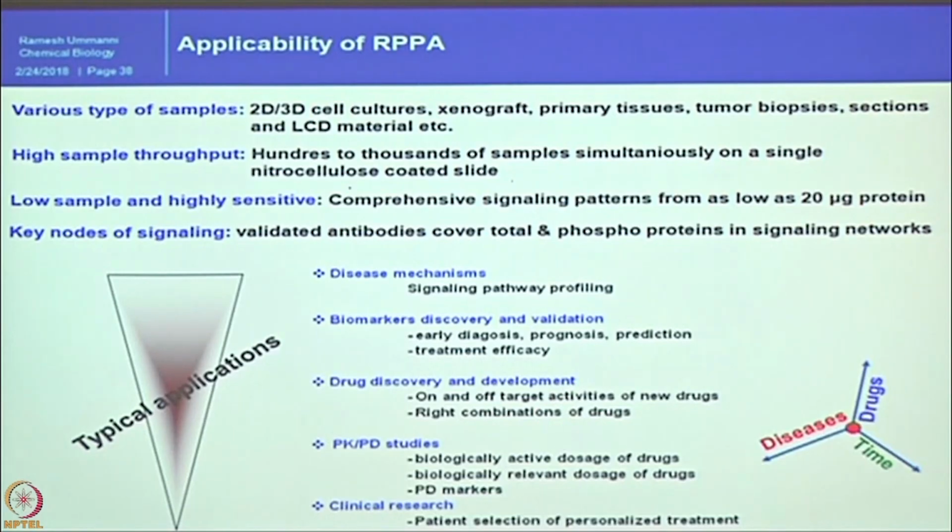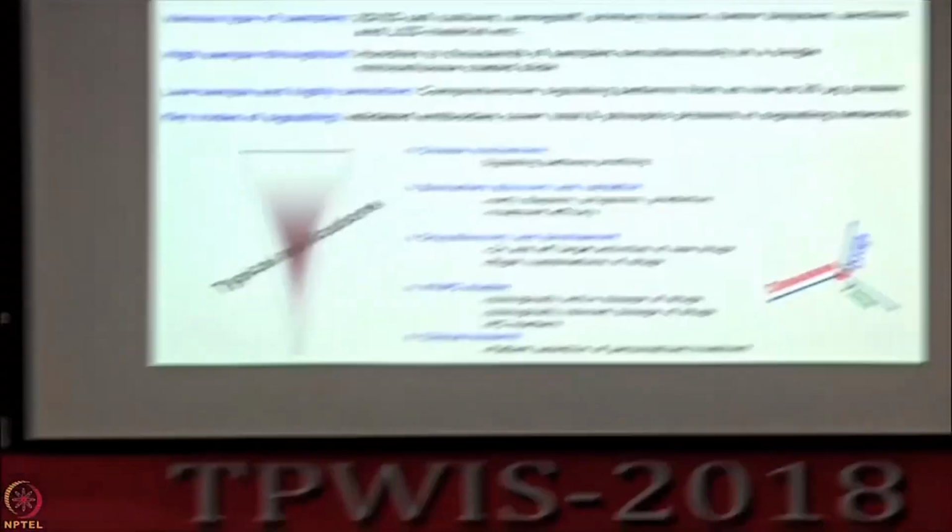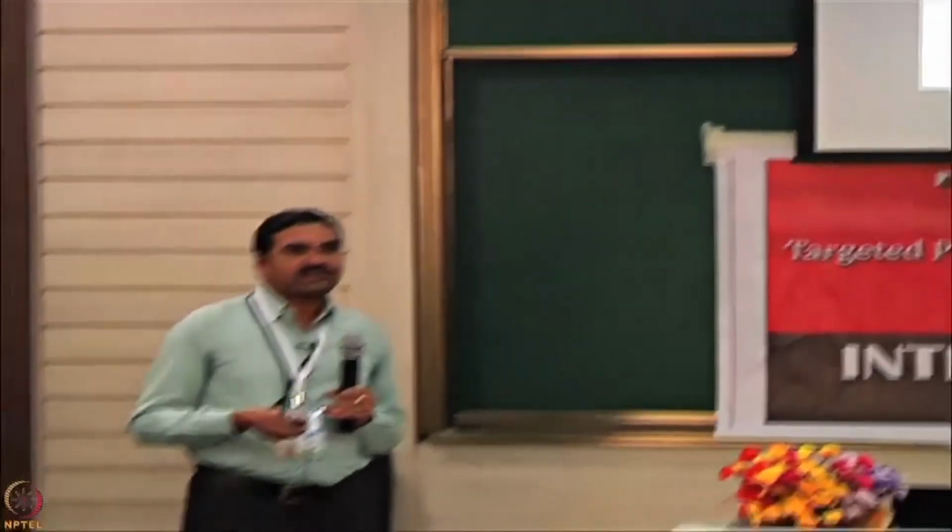When a new drug is coming onto the market, definitely nowadays regulators are asking what the off target effects of your drug are, or what the target of your drug is. Even if you don't know the off target effects and the right target of this molecule, what are the possible signaling mechanisms or signaling nodes targeted by the molecule? This can definitely be achieved by the RPPA approach, and also the right combination of drugs.